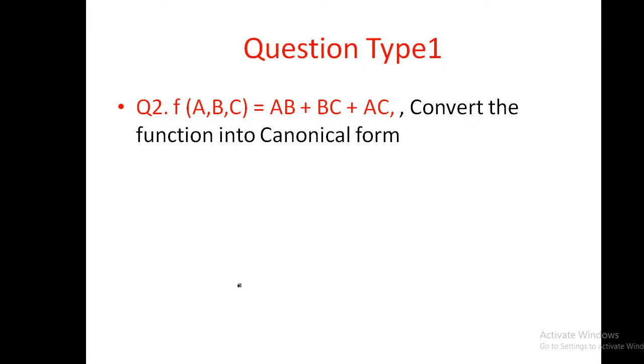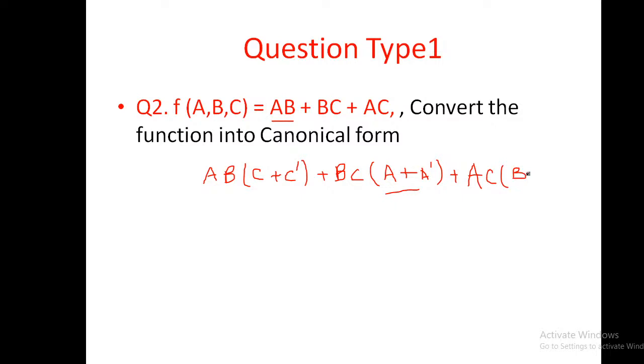When you convert this function into the canonical form, in this product term, which variable is missing? The C variable is missing. So you have to multiply AB with the missing variable in a bracket, C plus the complement of the variable. Next, it is BC, which variable is missing? A. So you multiply with A plus its complement. And in the third term, the B variable is missing, so you multiply AC with B plus B bar.